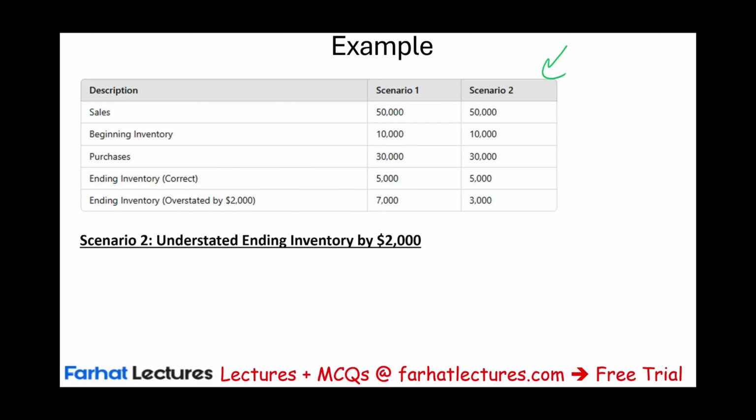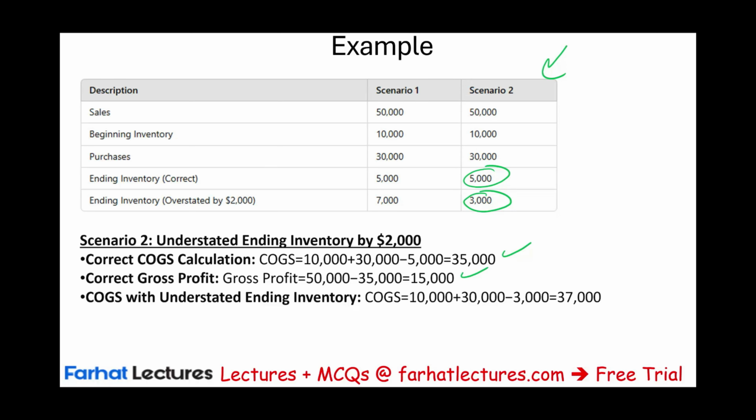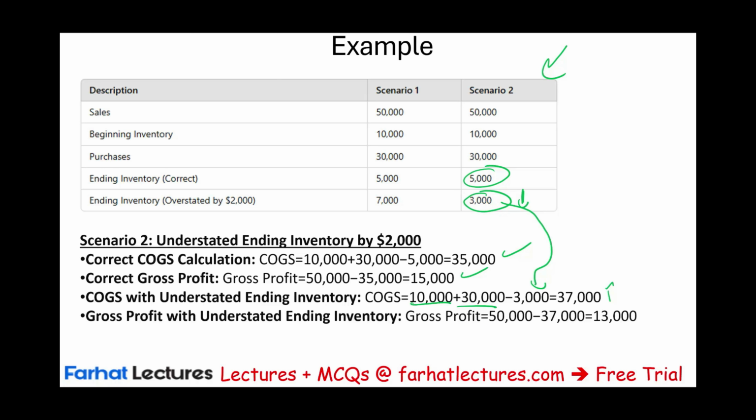Let's look at scenario 2 here. Scenario 2, we're going to assume the correct ending inventory is 5, but the ending inventory is understated by 2, which is 3,000. Now again, the correct cost of goods sold is 35 as we computed earlier. The correct profit is 15. Now what's going to happen if we take beginning inventory plus purchases minus the incorrect ending inventory? Our cost of goods sold is higher. Notice our cost of goods sold is higher because our ending inventory is lower. It's the opposite effect. Now, if it's higher, we have lower profit. Rather than reporting 15, we report 13.